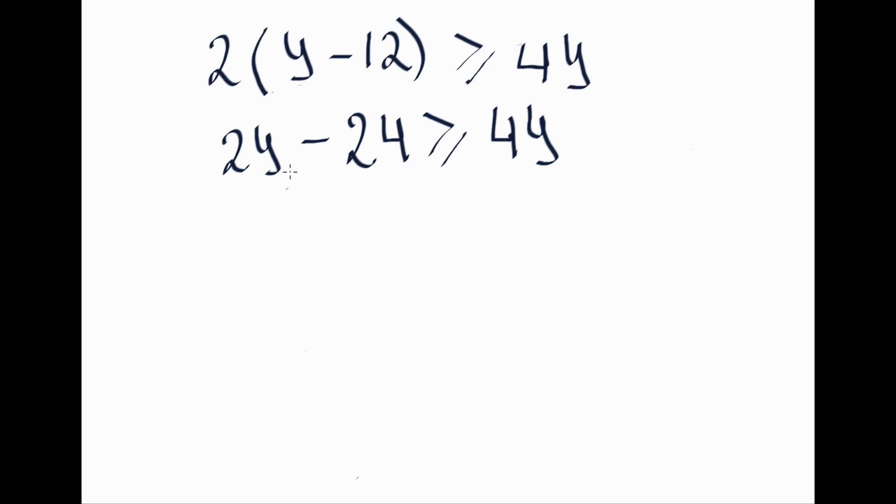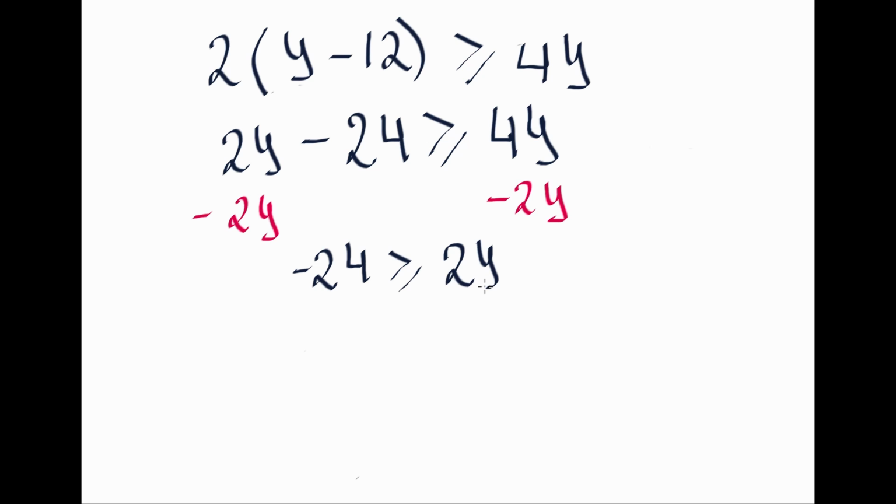Now we can bring this 2y over to this side. Just to have the y's together, since we have it here positive, we need to subtract 2y on both sides. So we're going to have now 2y minus 2y is 0. We don't need to write 0. It's negative 24, greater or equal to 4y minus 2y is 2y.